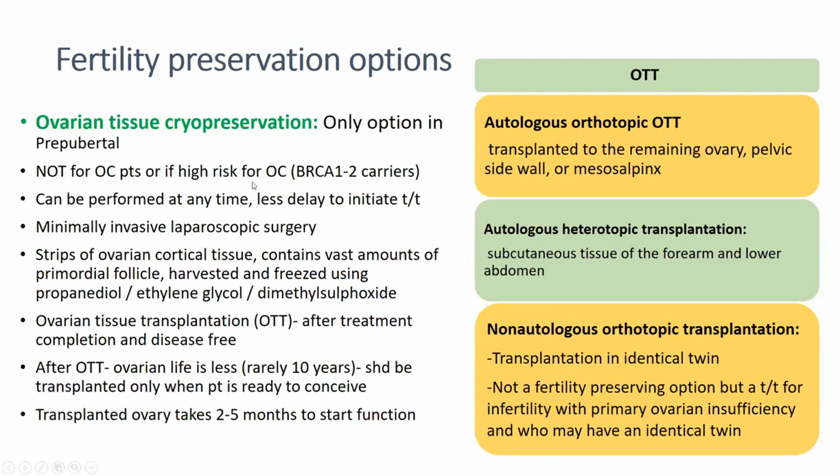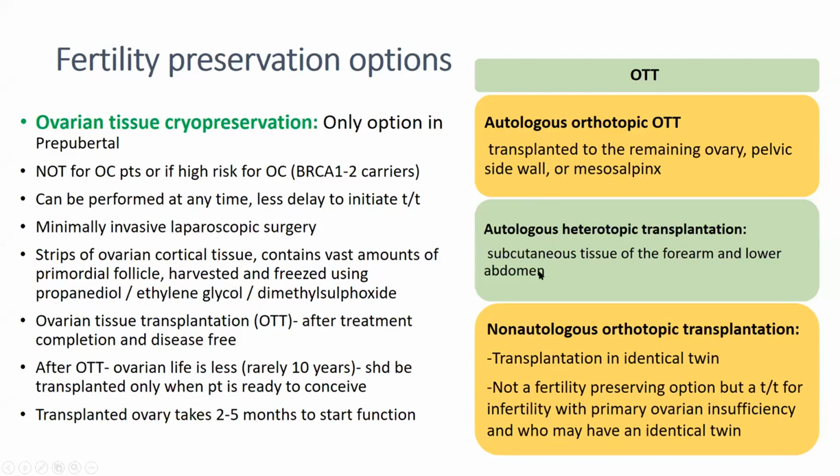The advantage of this technique is it can be performed at any time, so there will be less delay in initiating the treatment. This technique is done with laparoscopic surgery, and with the help of the laparoscope, strips of ovarian cortical tissue, which contain a lot of primordial follicles, are removed, and these are frozen using these agents. Once the treatment is completed and the patient is disease free, these strips are transplanted.